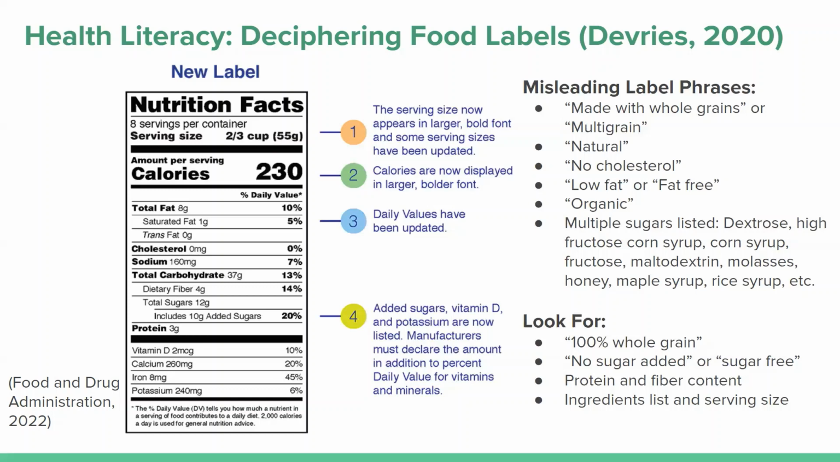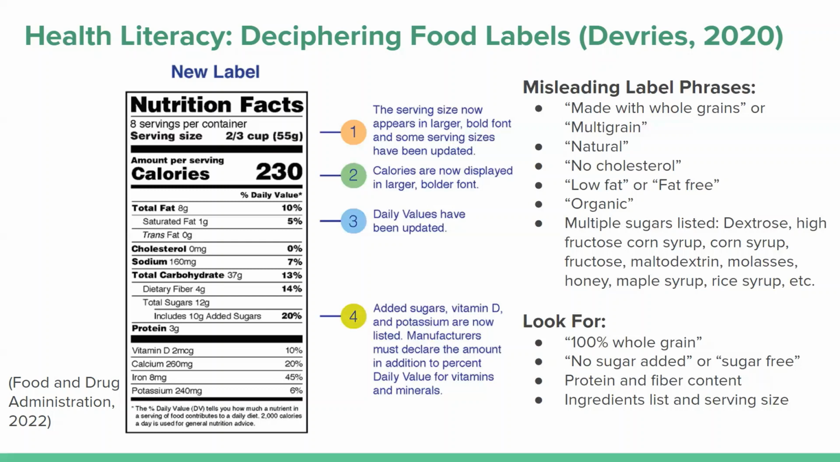So some of the examples here are like dextrose, high fructose corn syrup, fructose, maltodextrin, molasses, honey, maple syrup, rice syrup, etc., etc. And the sneaky thing that a lot of food companies will do is they will use different types of those sugar names in their ingredients list.